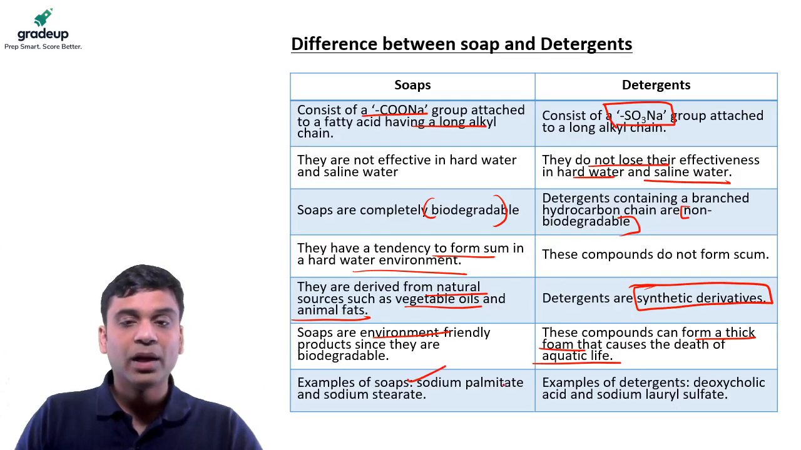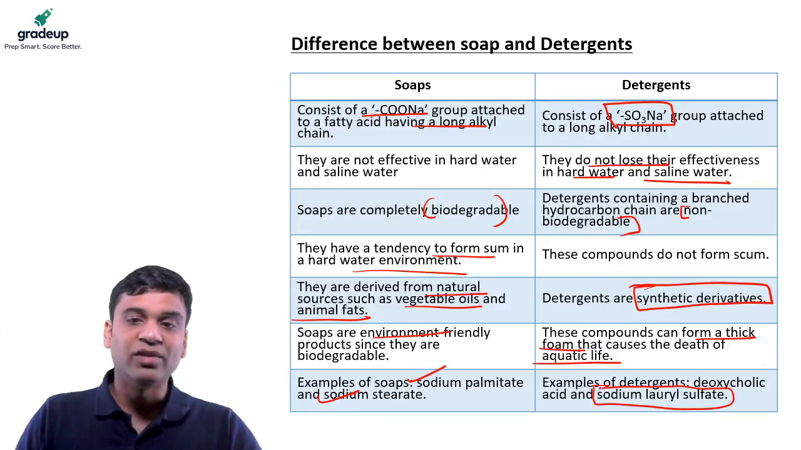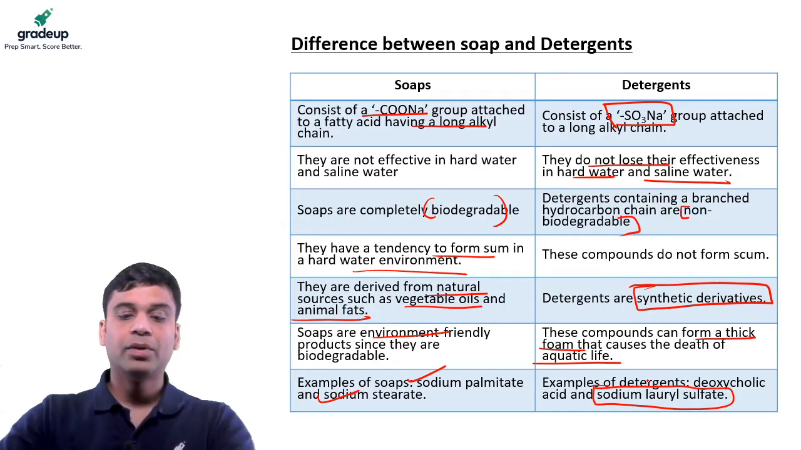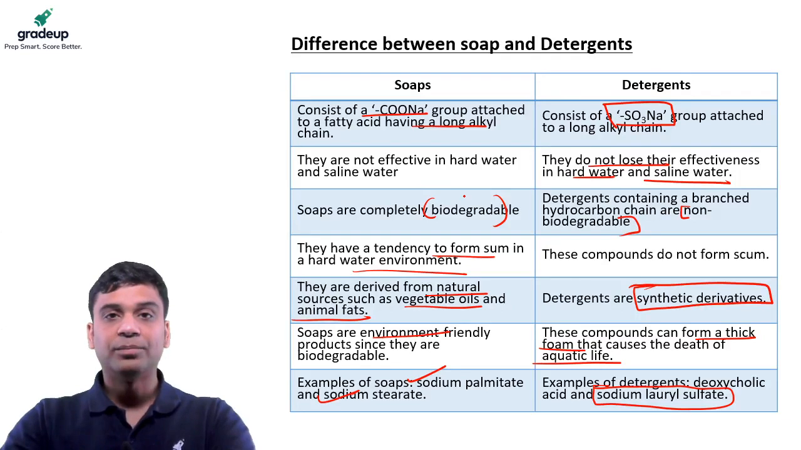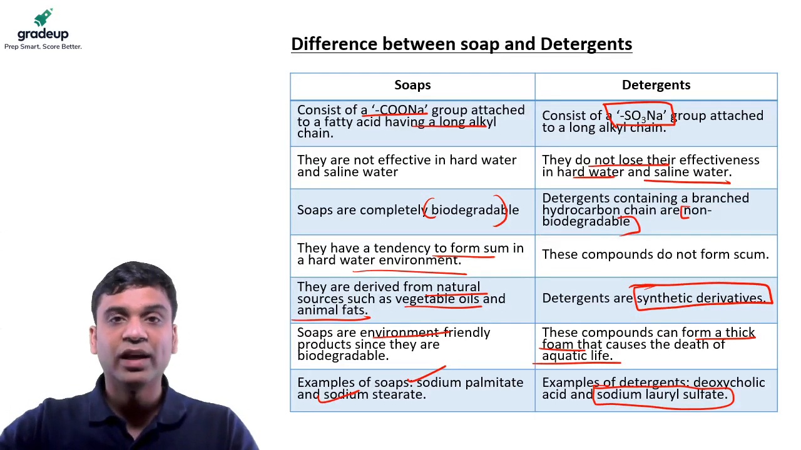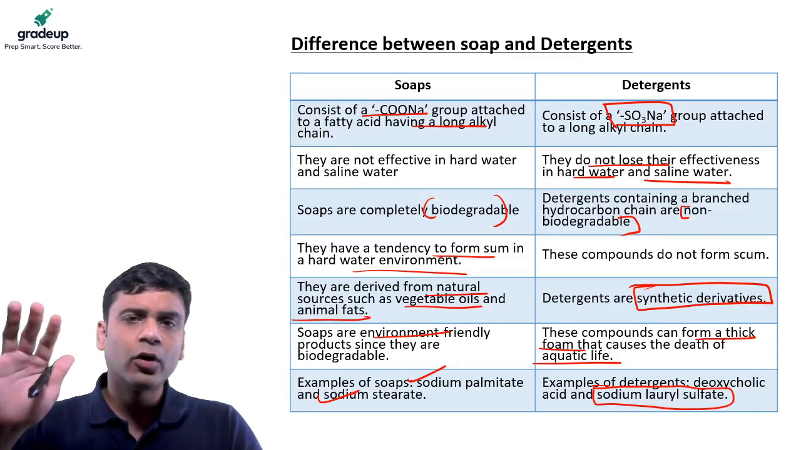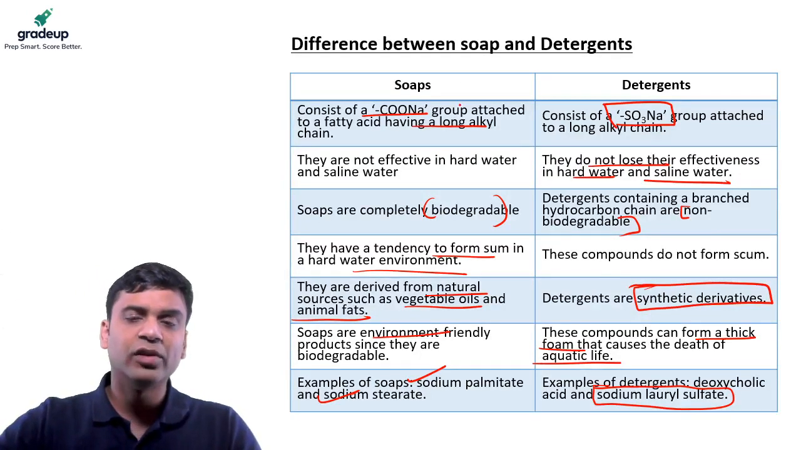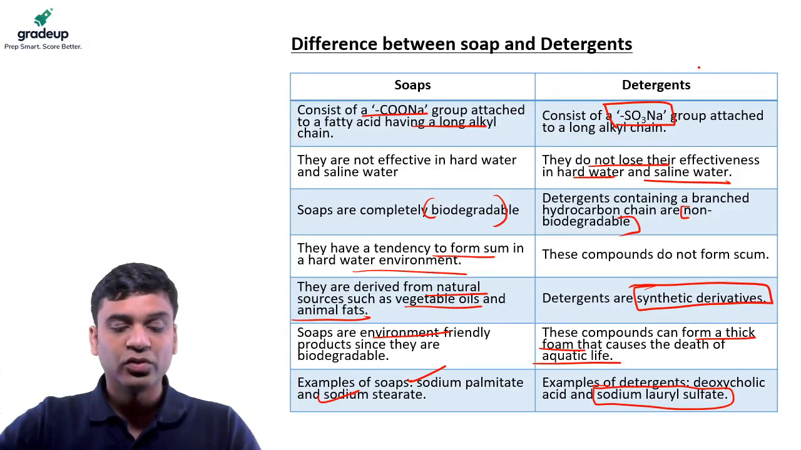Examples are sodium palmitate and sodium stearate. Here we have deoxycholic acid and sodium lauryl sulfate. Sodium lauryl sulfate is a very famous detergent. I hope this understanding of detergents and soaps is clear to you. How they work we have also seen. But mostly in our competitive exams, they focus on the carboxylic acid group and the sulfonate group. This you should remember.